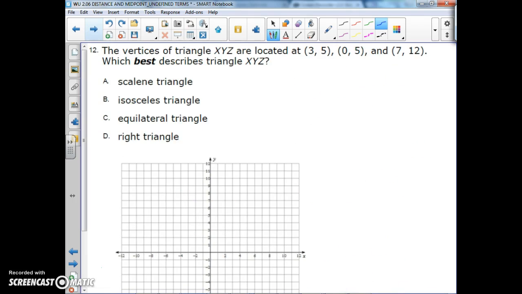Okay, so number 12 says the vertices of triangle XYZ are located at 3, 5, 0, 5, and 7, 12, which best describes the triangle. So we'll go ahead and clarify. This is X, this is Y, this is Z.